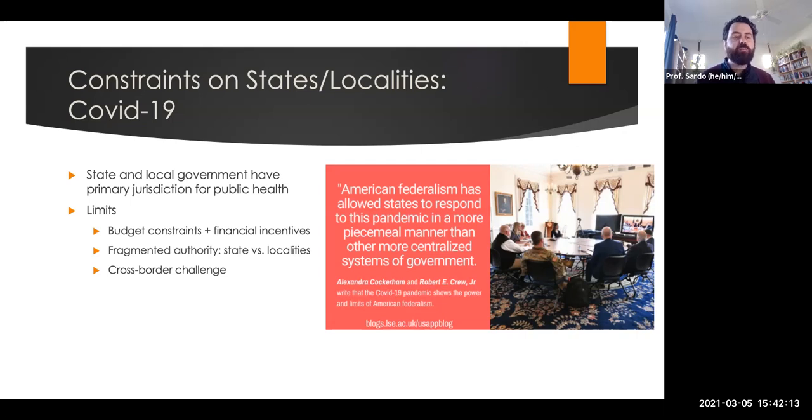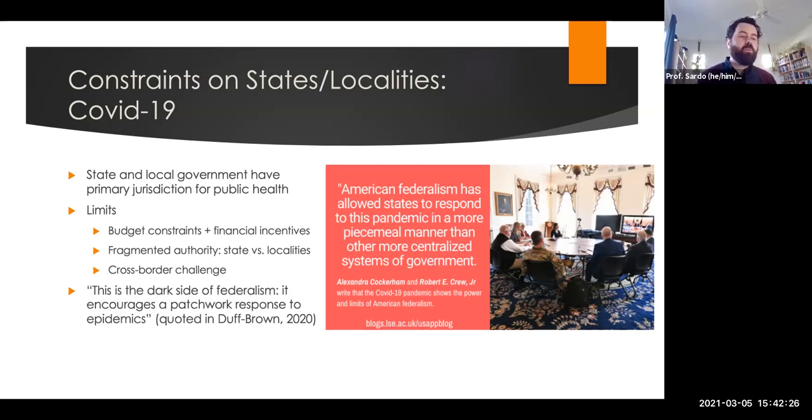And COVID-19 is a classic cross-border challenge. It is not simply a matter of one state, because people can cross the border and the virus can cross the border. So what happens in another state will affect the health and economic well-being of your state. As Duff Brown, in a quote from a policy study cited in the Duff Brown article, put it, this is the dark side of federalism and encourages a patchwork response to epidemics.